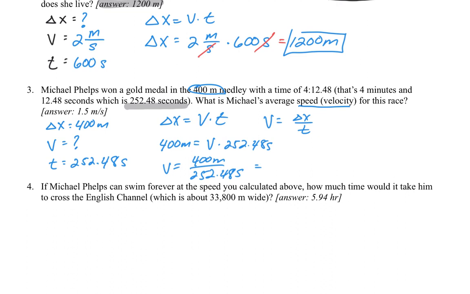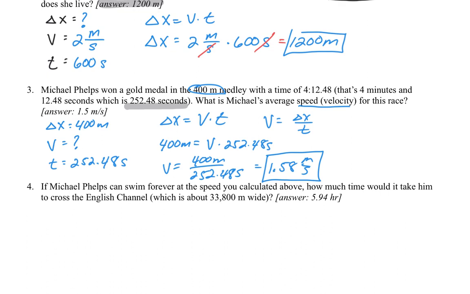When I plug that in my calculator, I got 1.58 meters per second. I'm not entirely sure why we put the answer as 1.5, because that really rounds to 1.6, but we'll just go with it. And don't worry too much if you're just off by a rounding error. Go ahead and put a box around that too, so I can find the answer pretty quick.